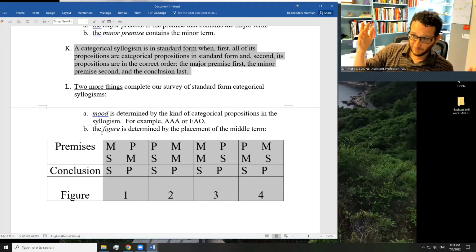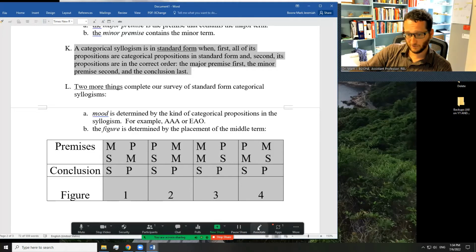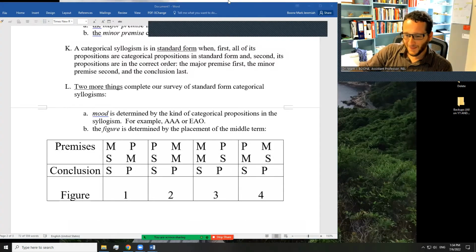So there are 4 possible structures for the placement of the middle term. First, second, second, second, first, first, second, first, second, second, first, first, second, first.